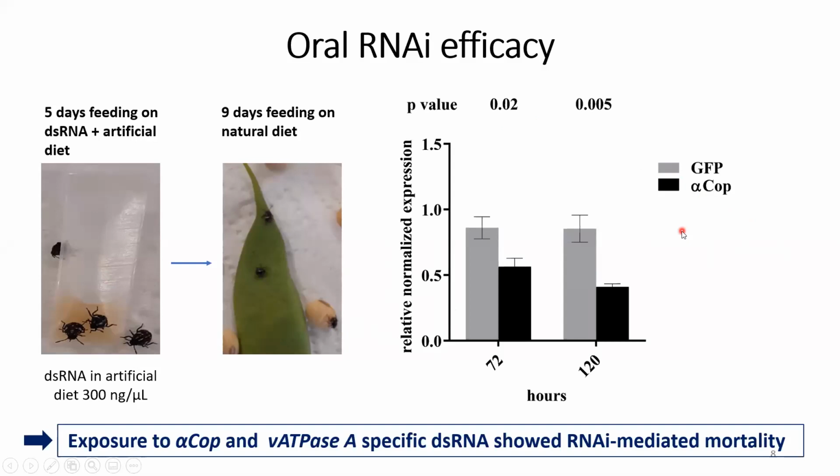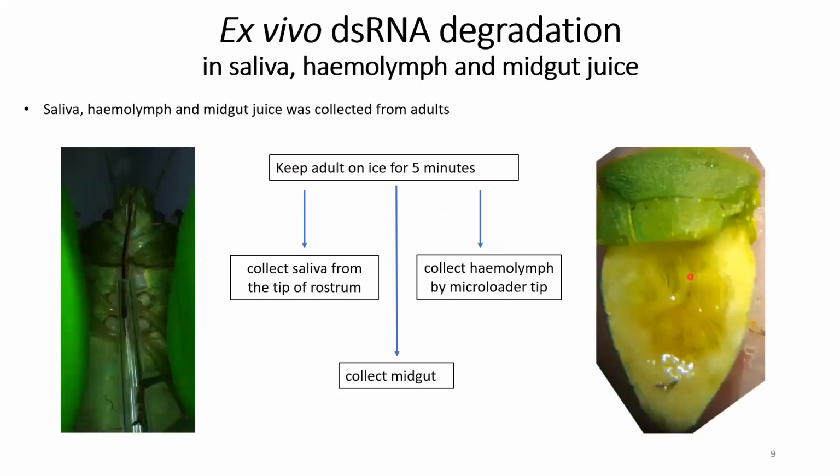Here it is alpha COP. So from both the microinjection assay and the oral feeding bioassay, we see that the RNAi mechanism is functional in this pest, but there is a difference in efficacy when dsRNA is delivered by microinjection or by oral feeding. To investigate further, we performed an ex vivo degradation assay, as nuclease activity could be one of the important factors that can degrade the dsRNA.